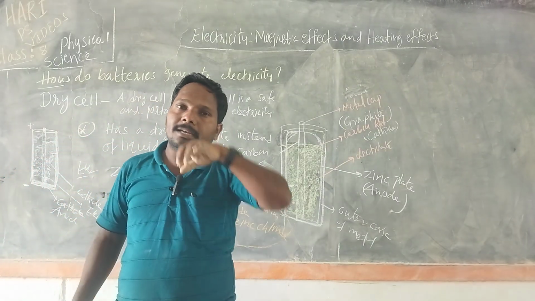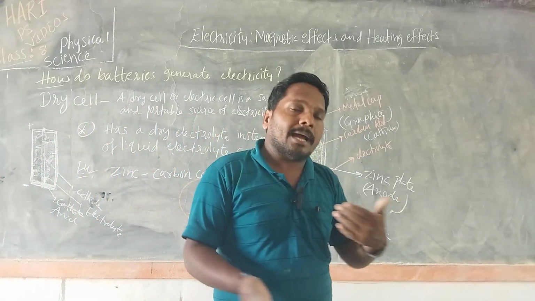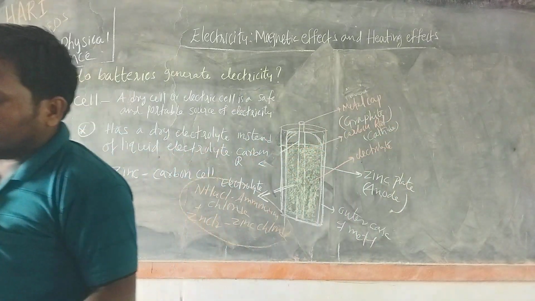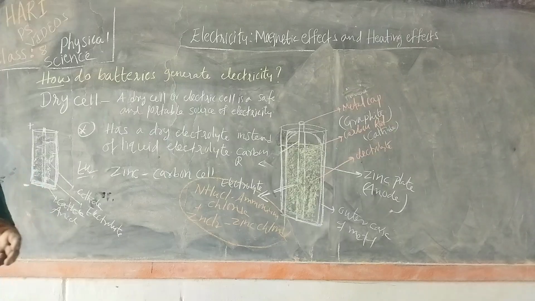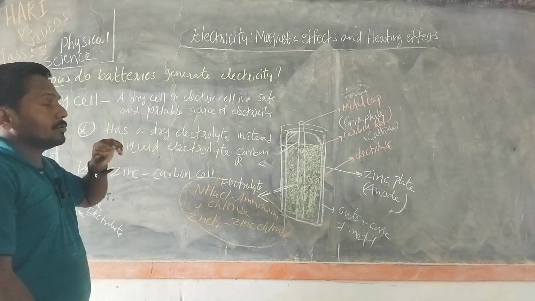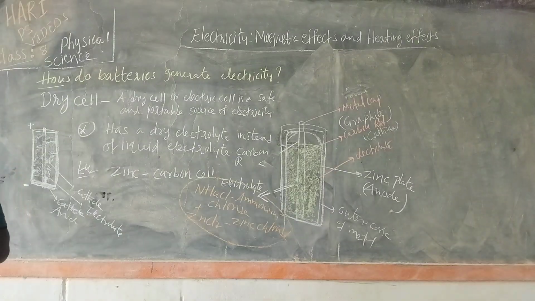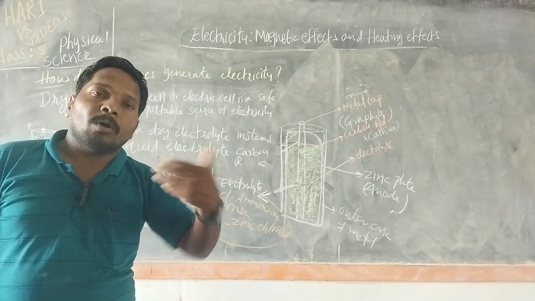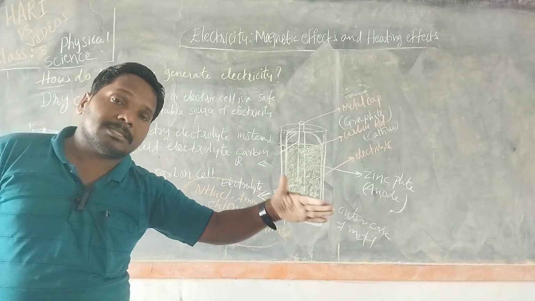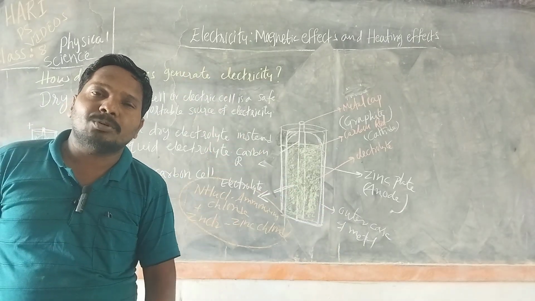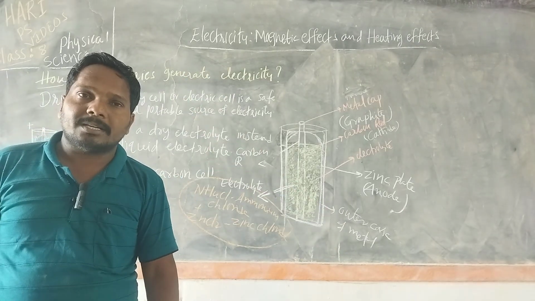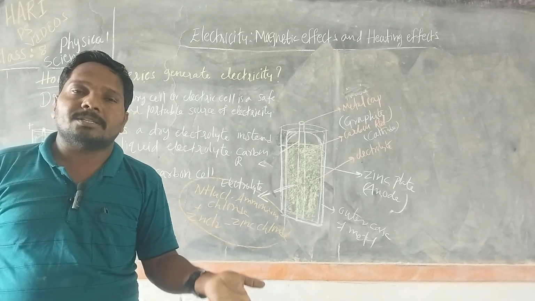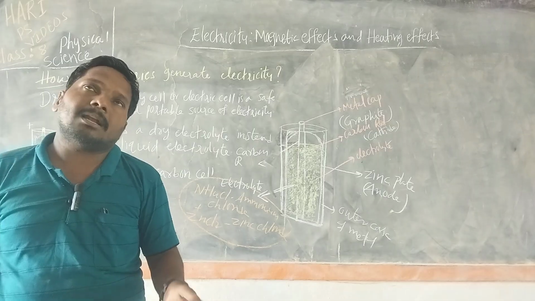These dry cells are portable, so we can carry them easily to different places, no problem. This is also called a primary cell. So they cannot be recharged. Once the chemical energy is completely converted into electrical energy, then it doesn't work. Then we say it is a discharged dry cell or discharged battery.